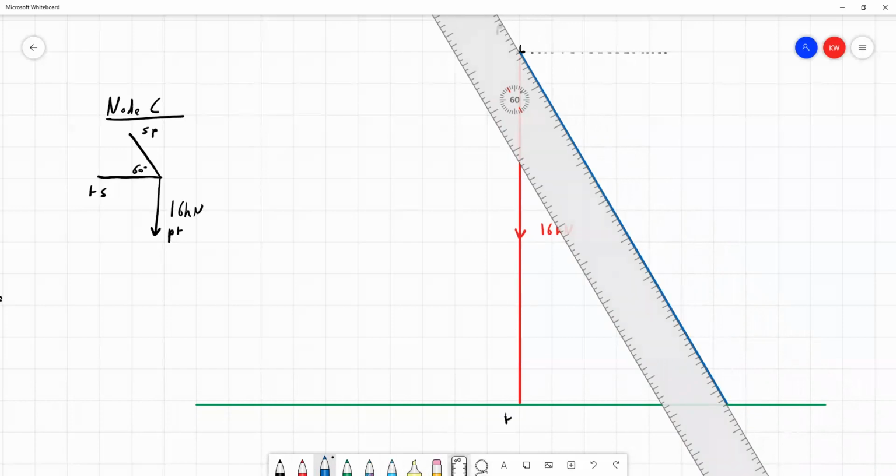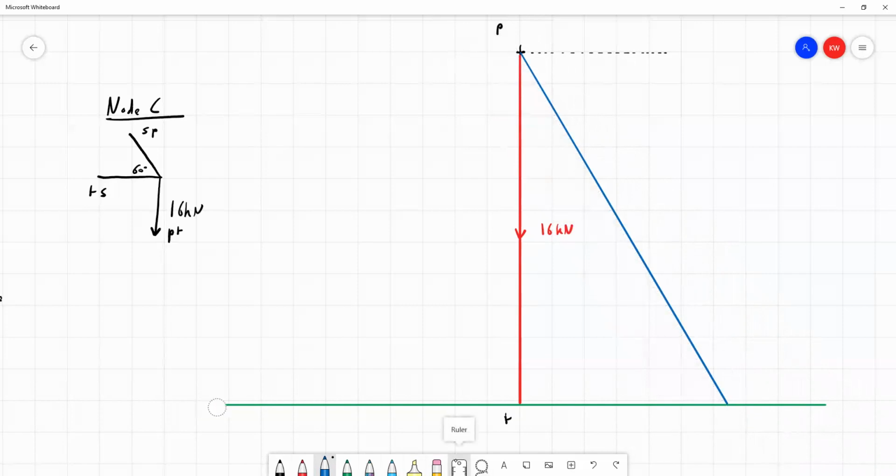Now at this point, I could want to rub out the extra bits of line we don't need. It's not really essential to do this because we know this is not part of the vector, but let's tidy things up a little bit.